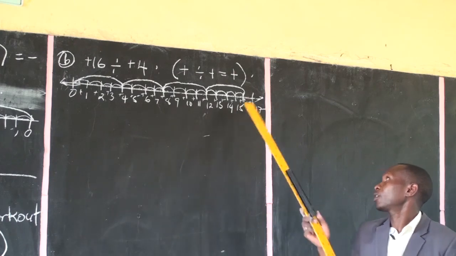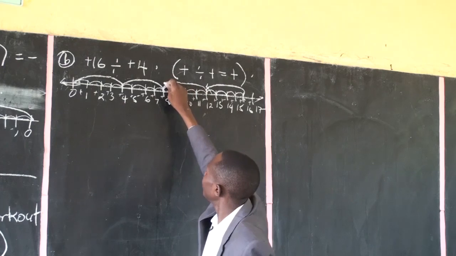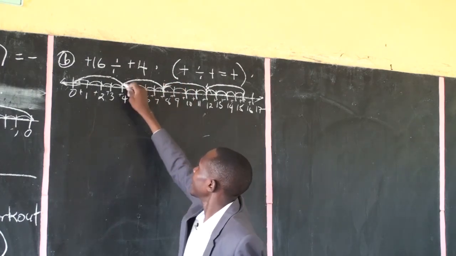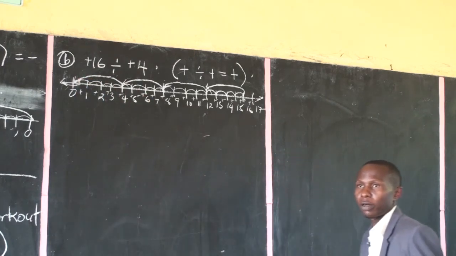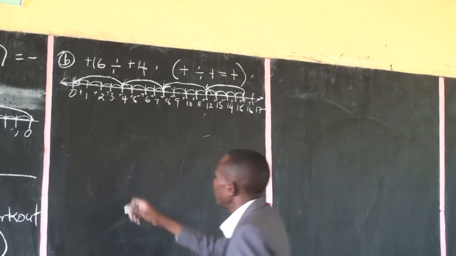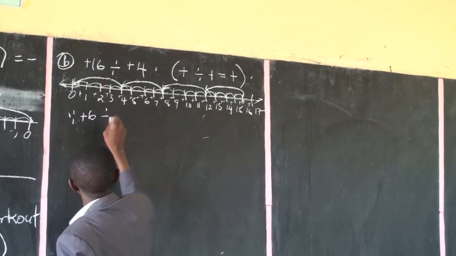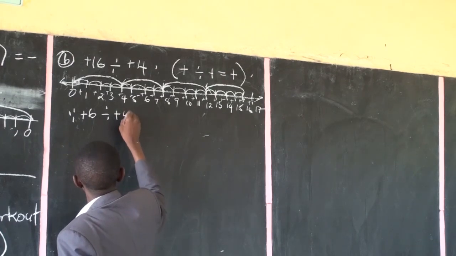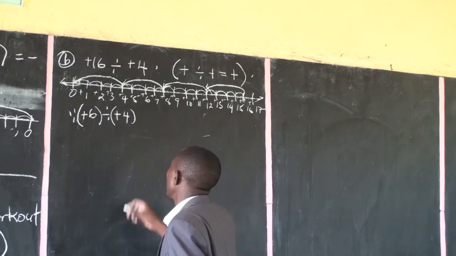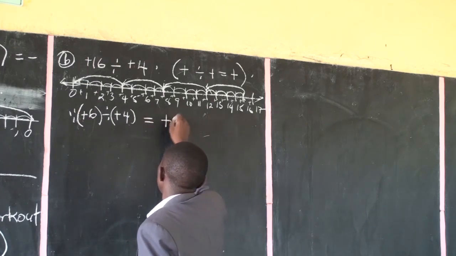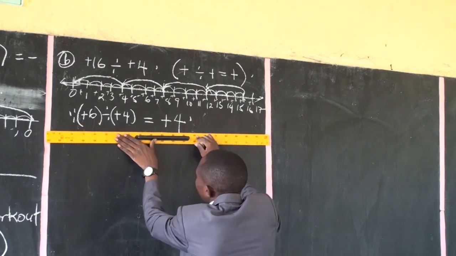So it's just a matter of repeated subtraction. From 16, I removed 4, 12. From 12, I gave them again 1, 1, 4, 8. From 8, I gave out 1, 1, 4. From 4, I gave out 1, 1, 4, 0. So I will come here and say, therefore, positive 16 divided by positive 4 will give us positive 4. Then from there, I'll have to underline.